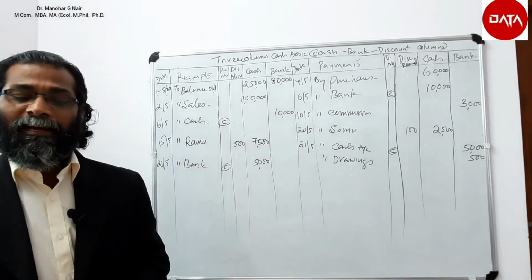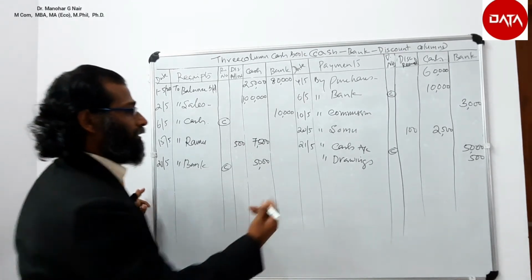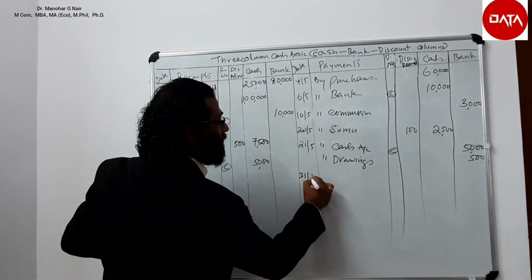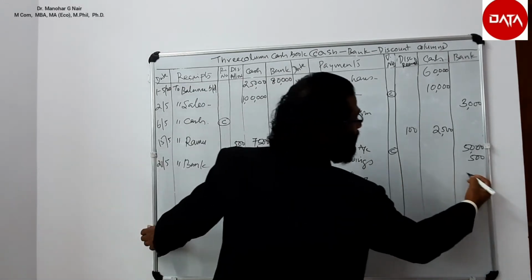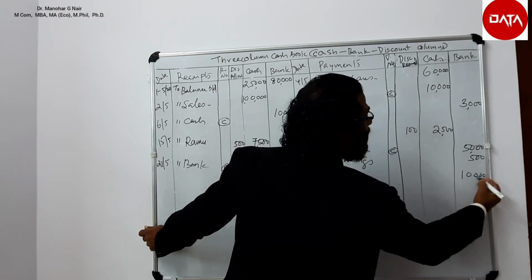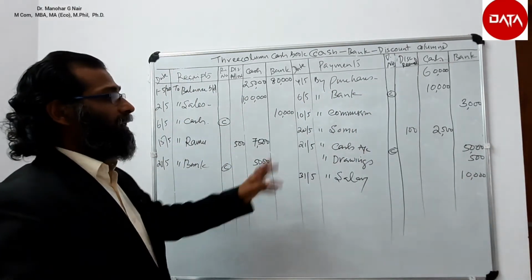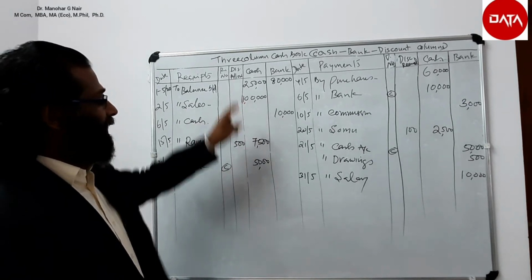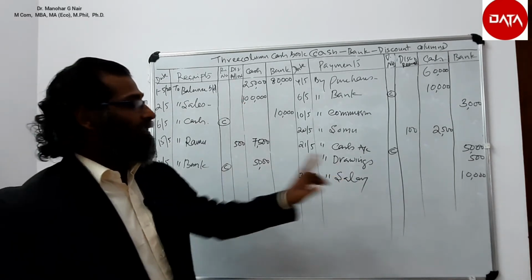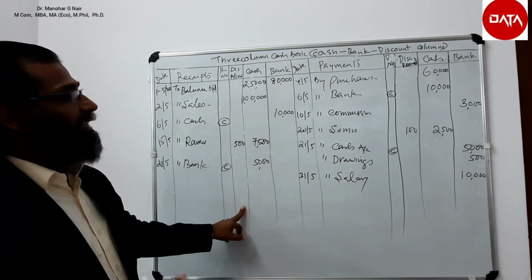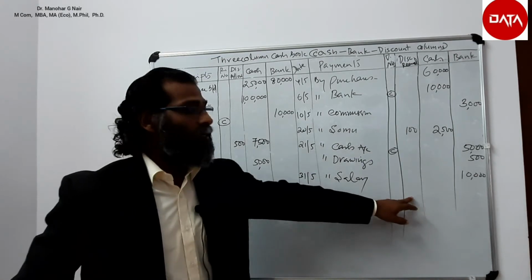And finally, the last transaction is salary paid by cheque on 31st May. Salary paid by cheque, so it is going from the bank account, amount 10,000. Now let us total it and balance it. This cash column and bank column have to be totaled and balanced, and the discount column we just need to total, the discount allowed as well as the discount received column.